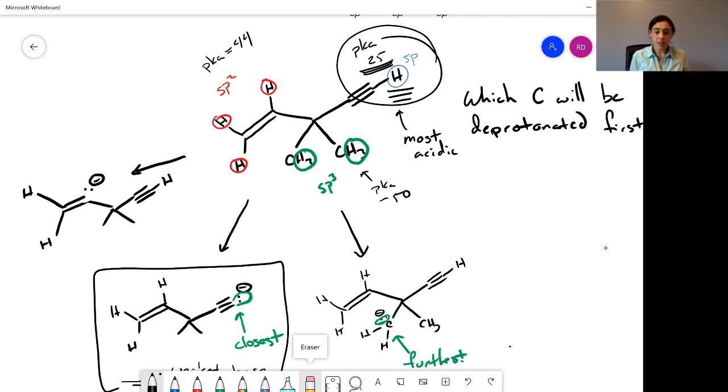Okay. With that, that's our qualitative approach to pKa's assessment and relative acidity assessment. And next up, we'll be talking about functional groups and their characteristics.